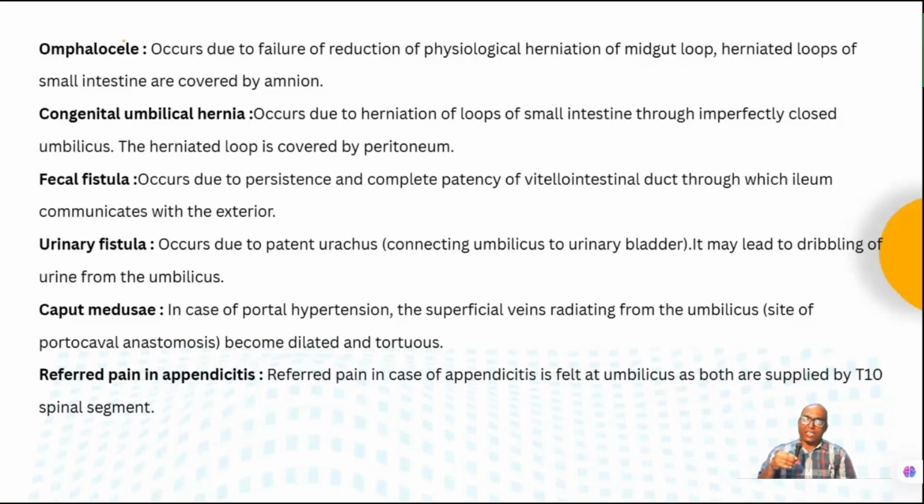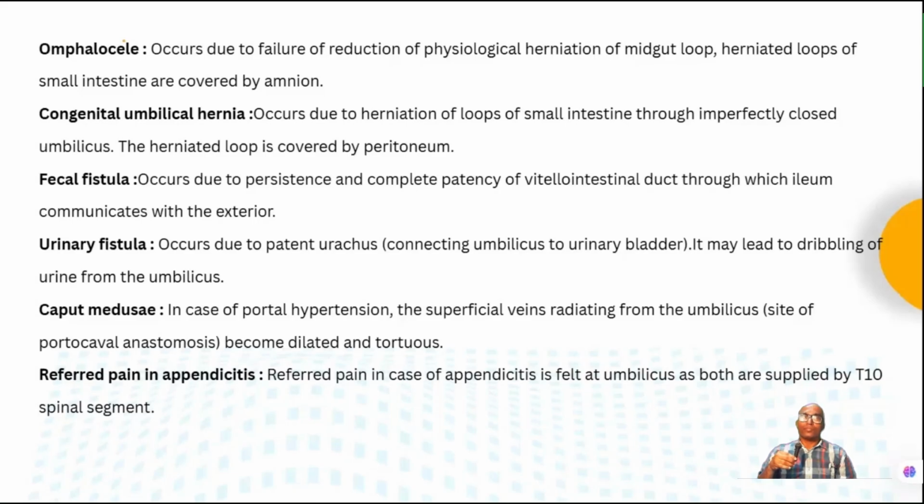Herniated loops of small intestine covered by the amnion. So that is what is important: it is covered by the amnion, and it is the herniation of the midgut loop. Then there can be congenital umbilical hernia. It occurs due to the herniation of the loops of the small intestine through the imperfectly closed umbilicus. The herniated loop is covered by the peritoneum.